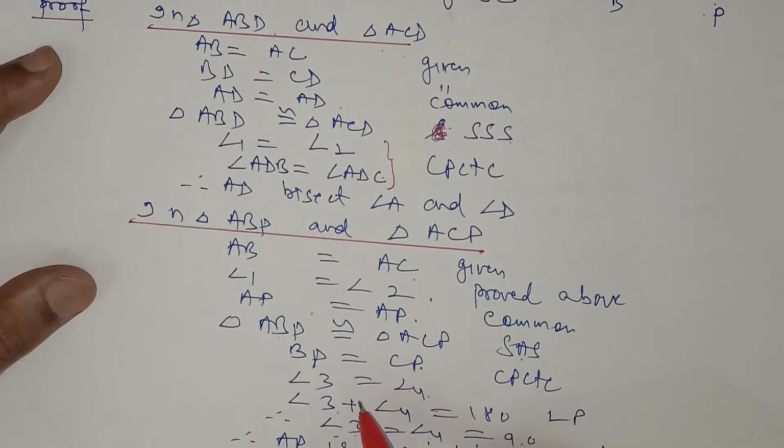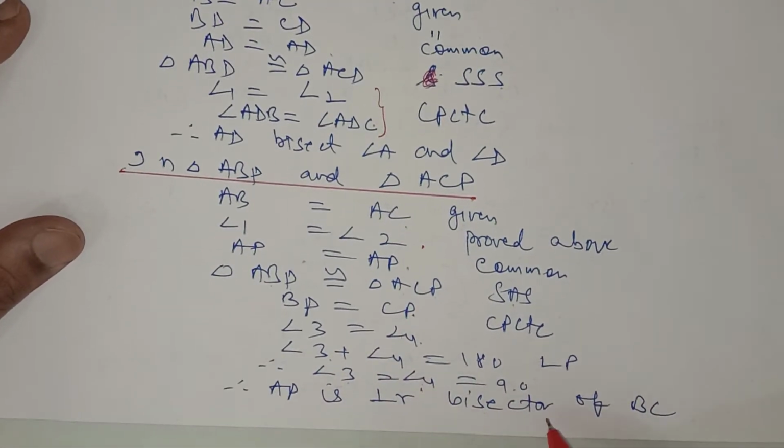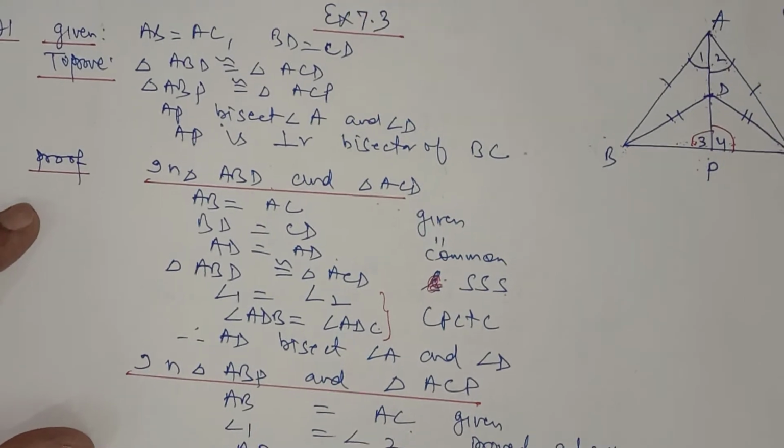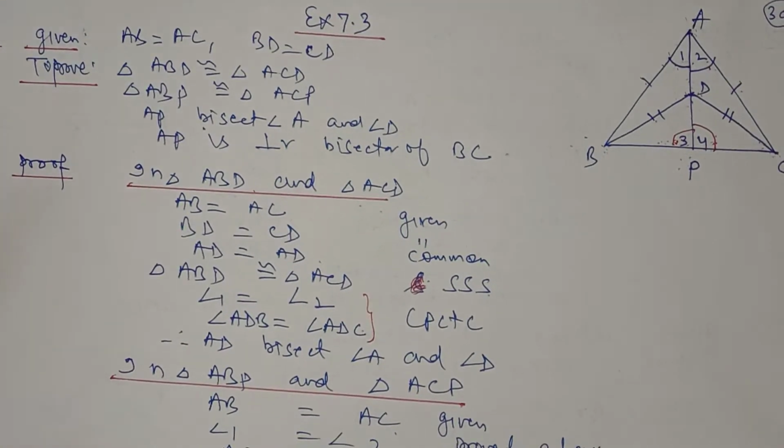So we can say that AP is the perpendicular bisector of BC. This you have to prove in this question. So in this question, many things you have to prove. That is, AP bisects angle A and angle D.